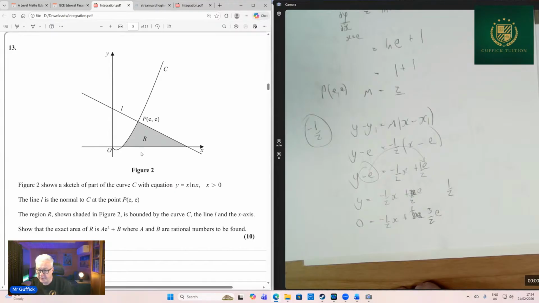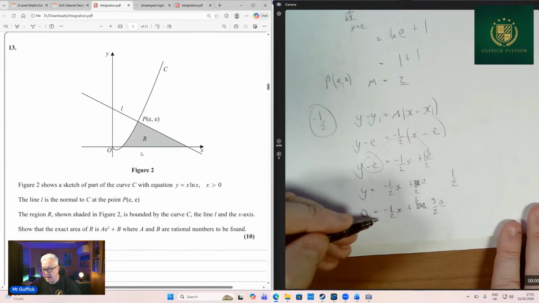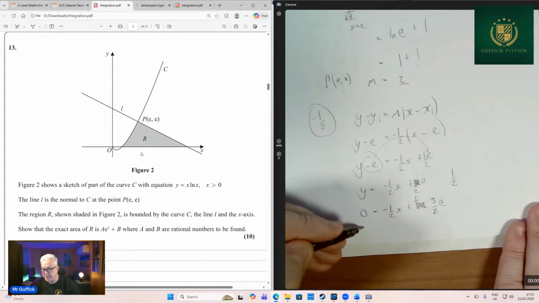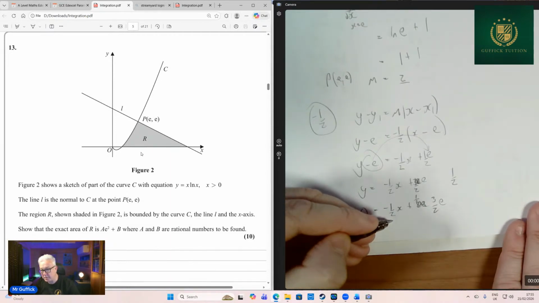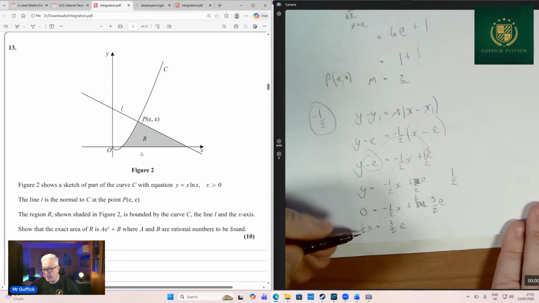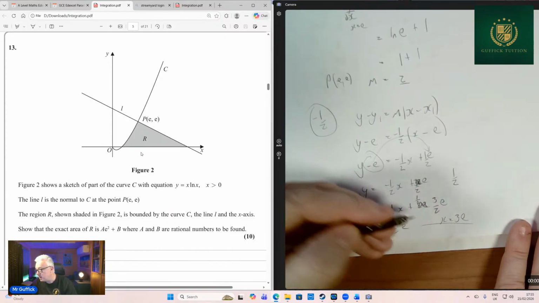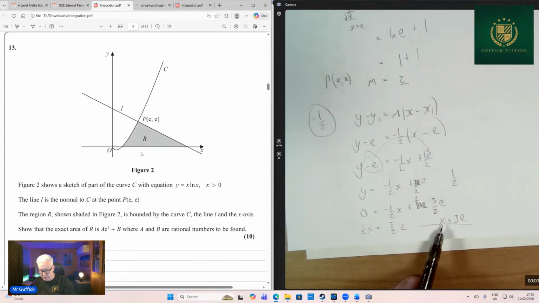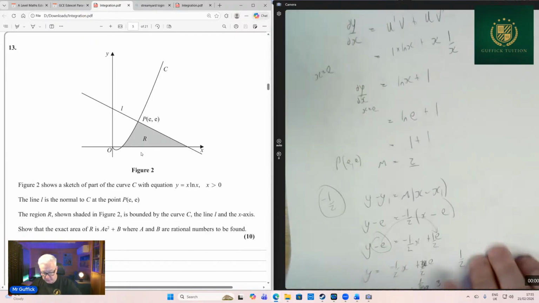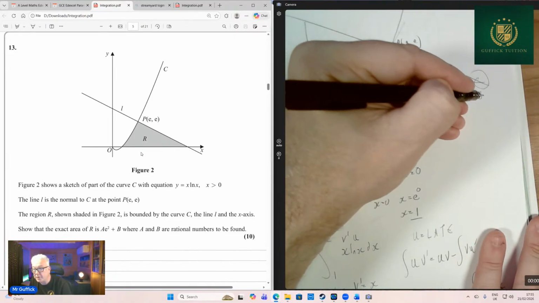Okay, that's fine. Now let's think about this. When y is equal to 0, we're going to basically add this x over to the other side. So we're going to have a half x is equal to 3 over 2e. And if I times everything here now by 2, I get that x is equal to 3e. So 3e is equal to where we cut the x-axis on that curve. Okay, so basically we found that this here is 3e.